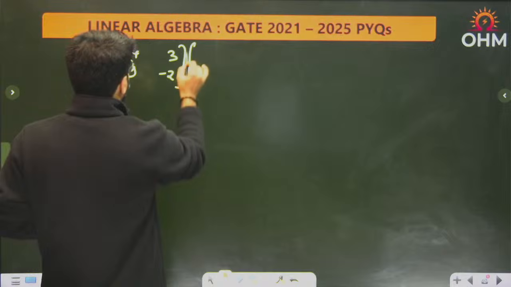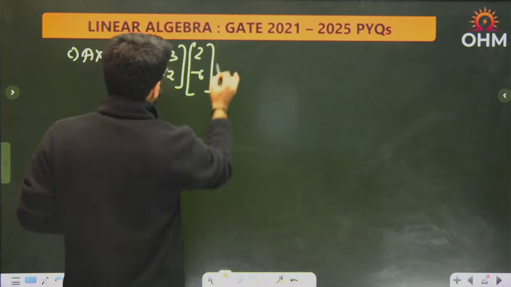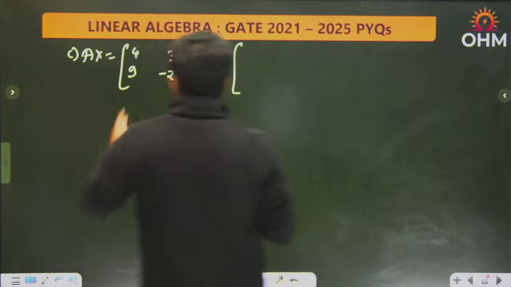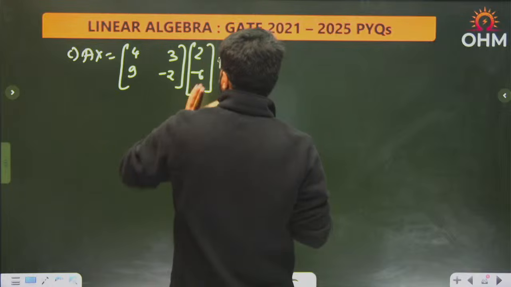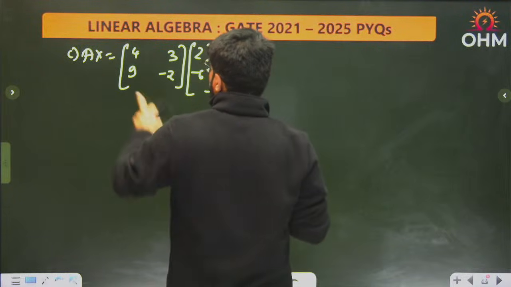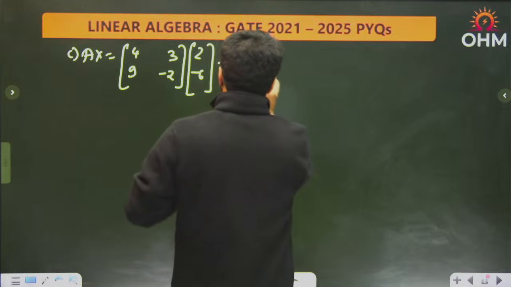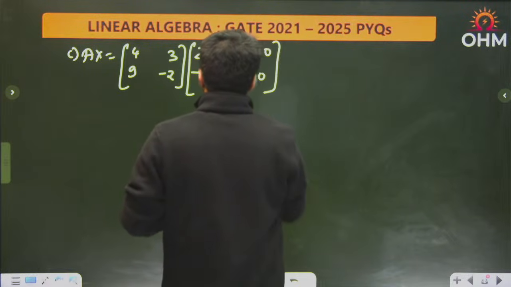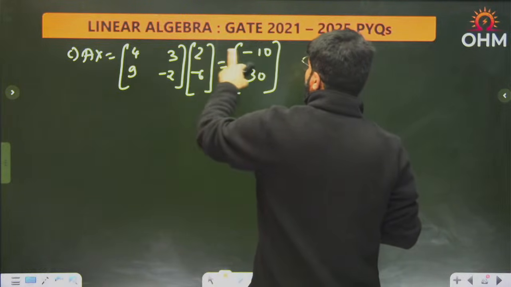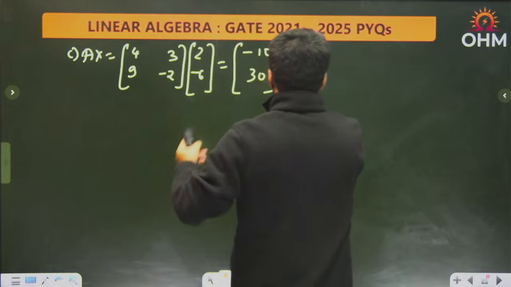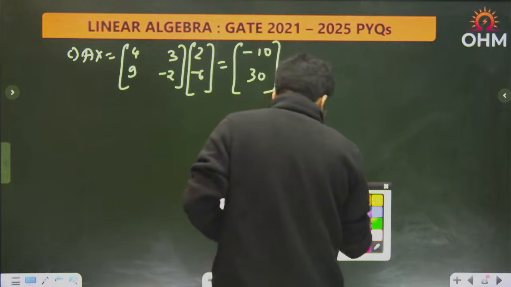What is x here? 2 and -6. So I'll multiply: 4 times 2 is 8, minus 18, gives minus 10. Then 9 times 2 is 18, and plus 12, that is 30. Can it be written as a multiple here? If it was a multiple, you have to multiply by -5. Correct? Yes. Okay, it will tally for both the elements.